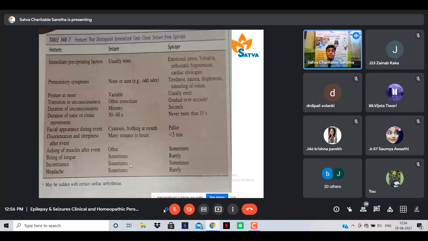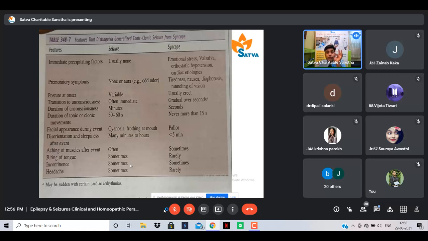Then consciousness: in seizure, suddenly the person goes into an unconscious state, whereas in syncope it is a gradual process. The person may get nausea, vomiting, diaphoresis slowly, and then goes into an unconscious state. Then we consider the duration of unconsciousness. In seizure, the unconsciousness is a few minutes. In syncope, it is a few seconds.